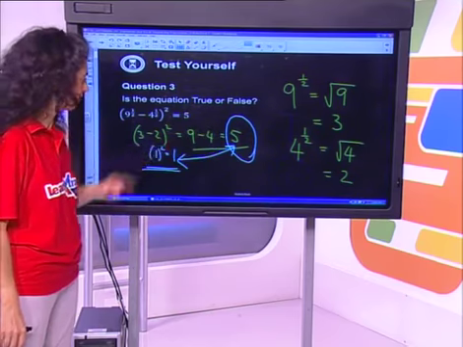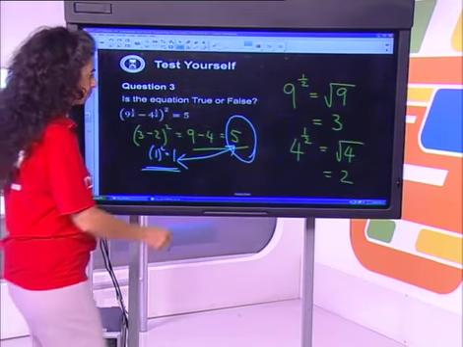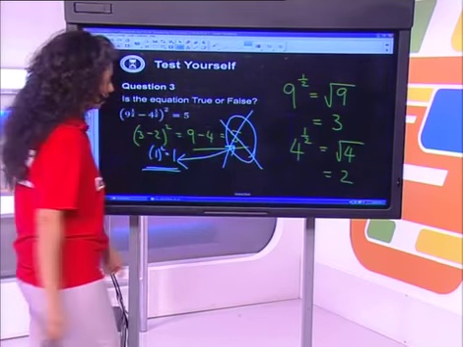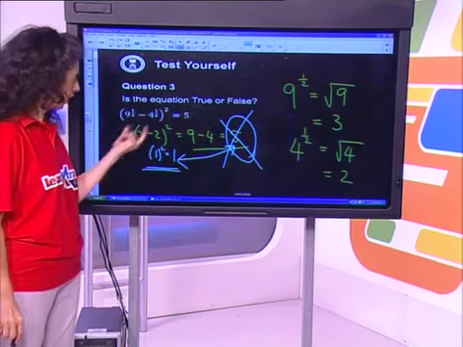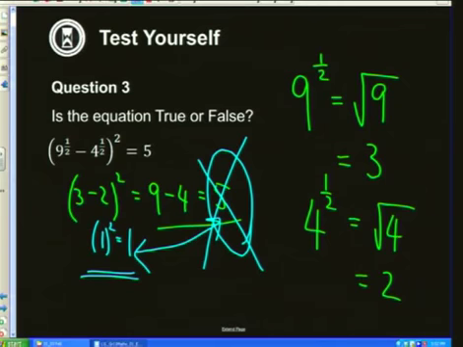Why is this person getting 5? Well, this person's getting 5 incorrectly because they are squaring terms, and terms don't get squared. If you've got something in a bracket, the order is perform what's in the brackets, and then square. So let's follow those rules that we know about maths. Do the brackets first and then square.